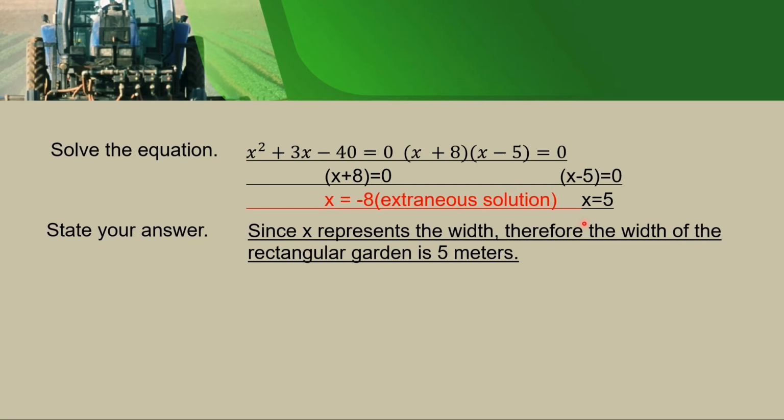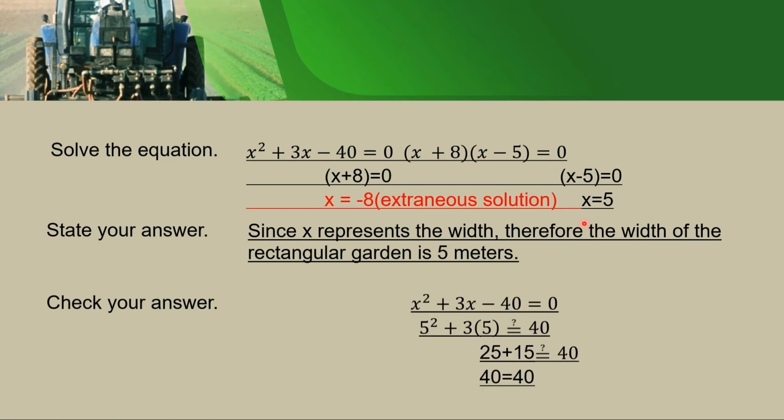We don't have to look for the length. But if you are asked to look for the length, what will be the length? Okay, you will substitute 5 to the expression x plus 3 so that you will get 8 as the length. Very good. So, the last step is to check your answer. To check your answer, you have your working equation and substitute it. Is that equal to 40? Yes, it is. Therefore, your answer is correct. So the width is 5 meters.